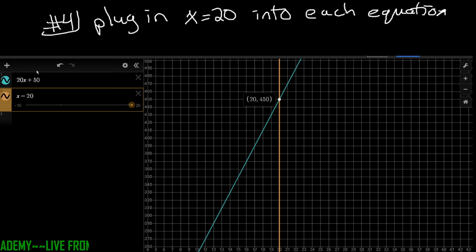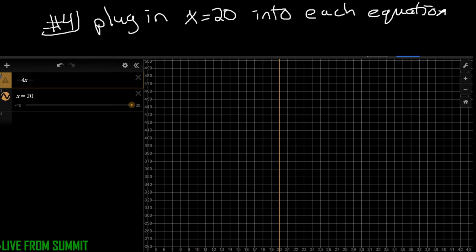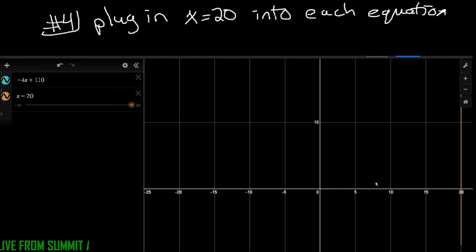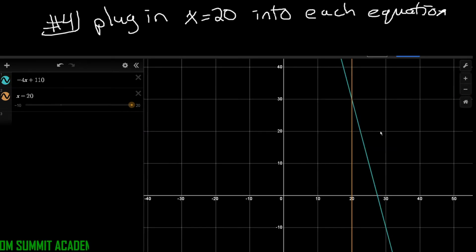So what I want you to do is you can rewrite each equation and just take it one at a time. So for example, my next one for line C, I have negative 4x plus 110. So then I should be able to find my values. So now I have my equation, find where they cross, and I'm finding the y value. So for that one, it would be 30.